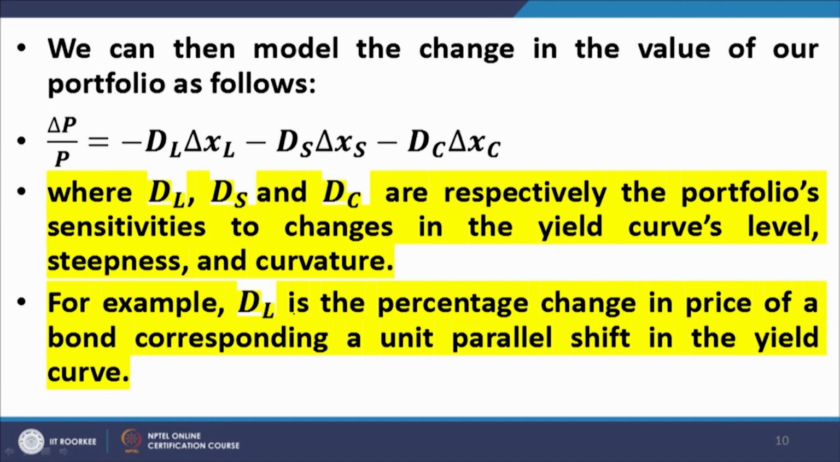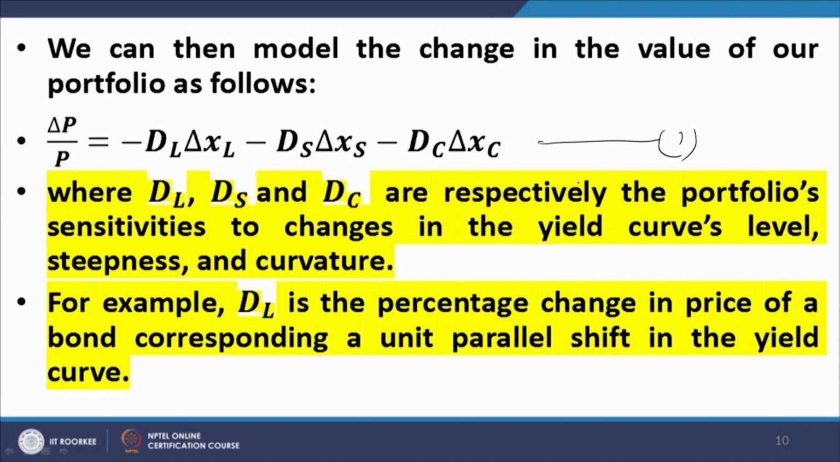So, we can model the change in the value of our portfolio as follows. The percentage price change can be expressed in terms of this equation. It is a very important equation. It is called the 3-factor model, where the 3 factors are the level shift, the steepness shift and the curvature shift. The shift coefficients or the sensitivities, as you may call them, are captured by dl, ds and dc. So, these are respectively the portfolio sensitivities to changes in the yield curve's level, steepness and curvature.